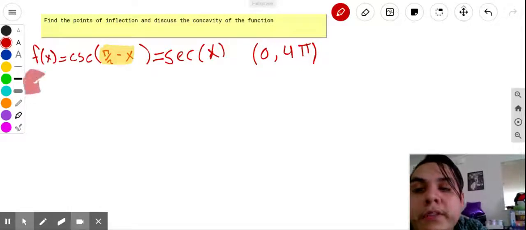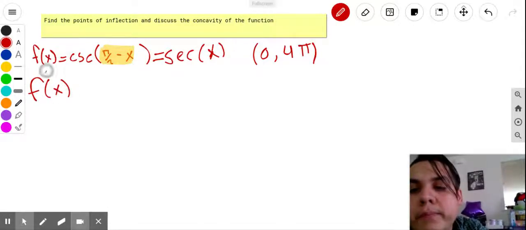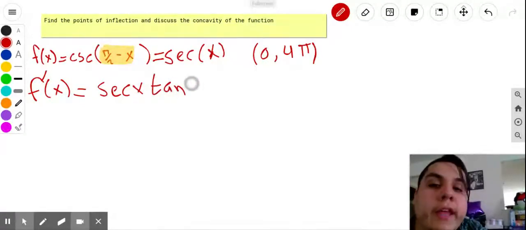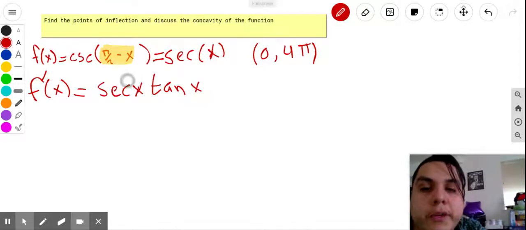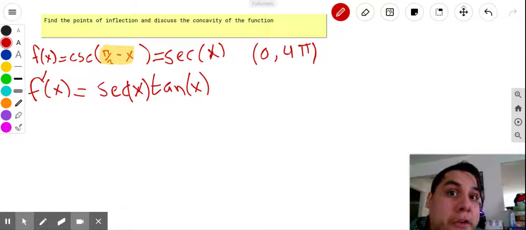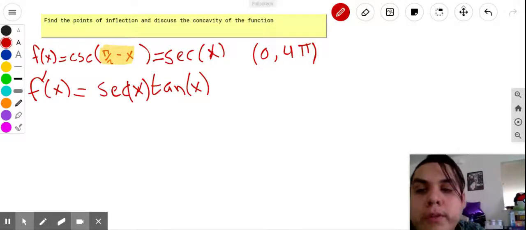So that means I have to find the first derivative of secant. And the first derivative of secant is secant tangent. Which, again, if you don't know that identity by now, you would have to go about and derive it, which you can do, but it's a lot more work than just remembering it at this point. So from there, I need to find the second derivative.